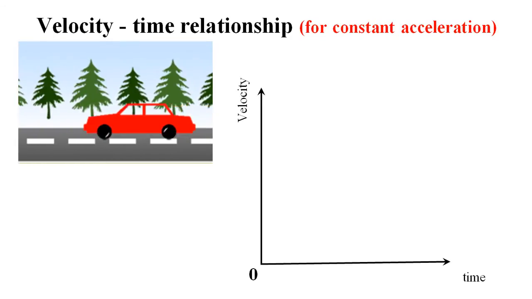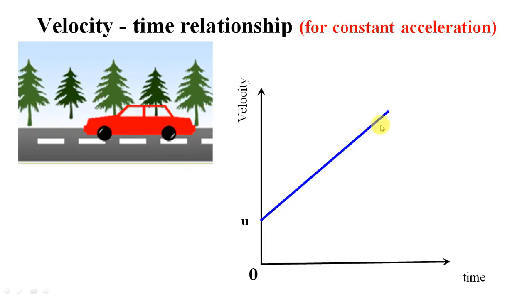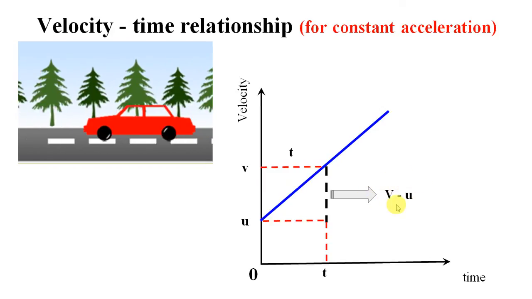To understand this, let's consider the case of a body which is under uniform acceleration through velocity-time graph. We have already seen that the straight line in a velocity-time graph gives you constant acceleration. Let the initial velocity of the body be u, and as time progresses, the body must have attained a velocity capital V or small v after some time t. Hence, in this time t, the increase in velocity of the body is v minus u.